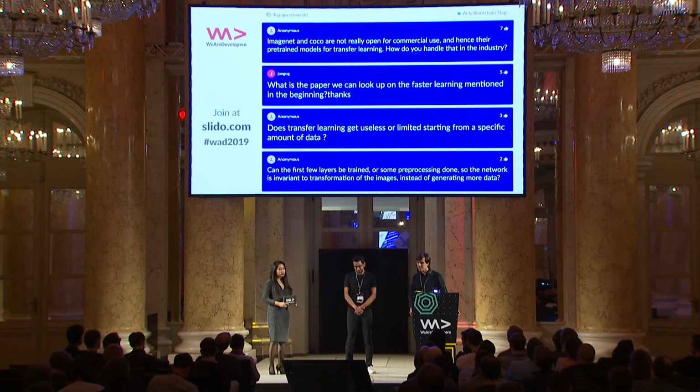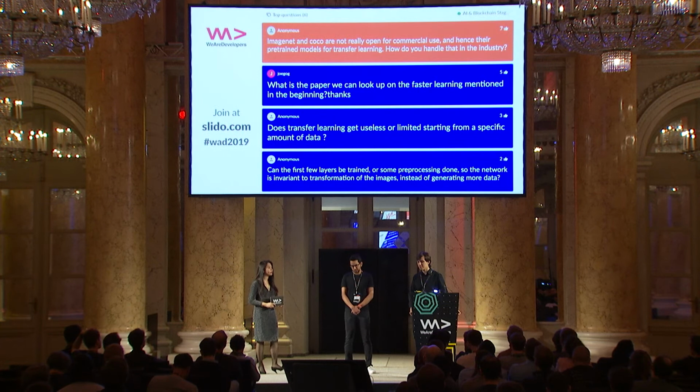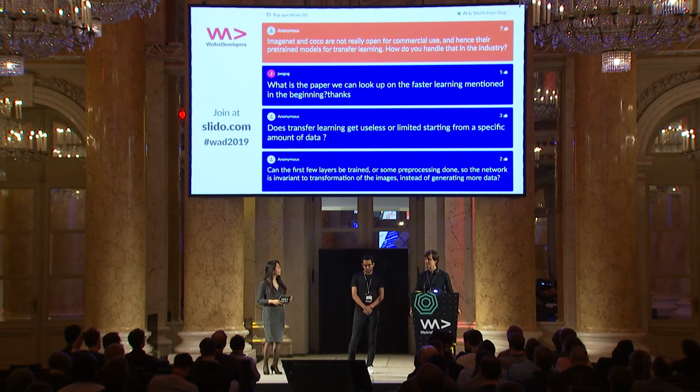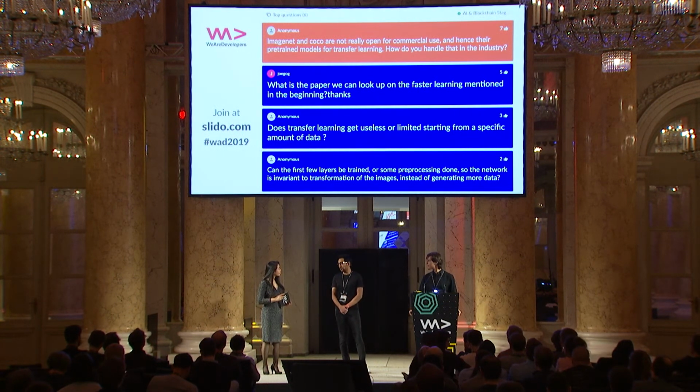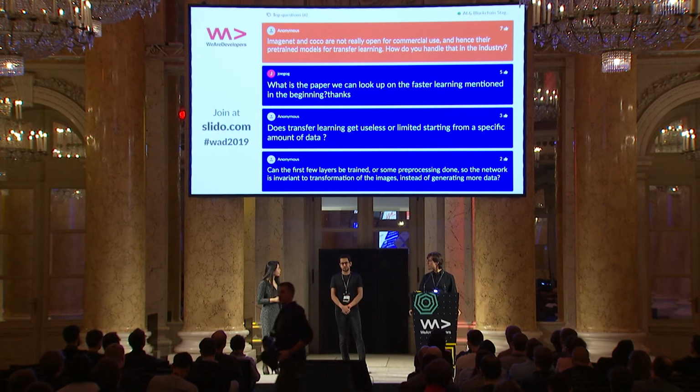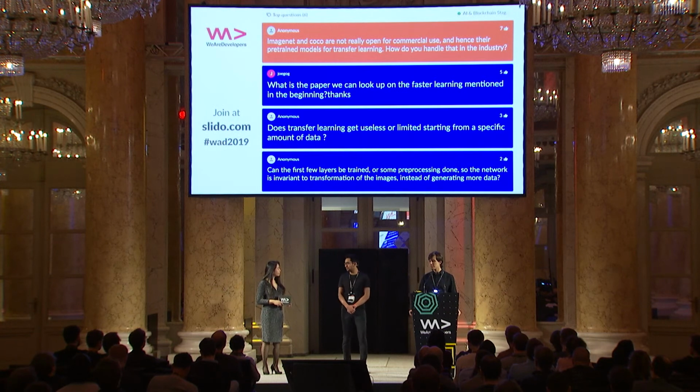ImageNet and COCO are not really open for commercial use, and hence neither are their pre-trained models for transfer learning. How do you handle that in the industry? Well, the good part is that at least the pre-trained models are available for free, and you should look at the licenses. Most of them are open licenses, so you can really use them for your industrial setup.